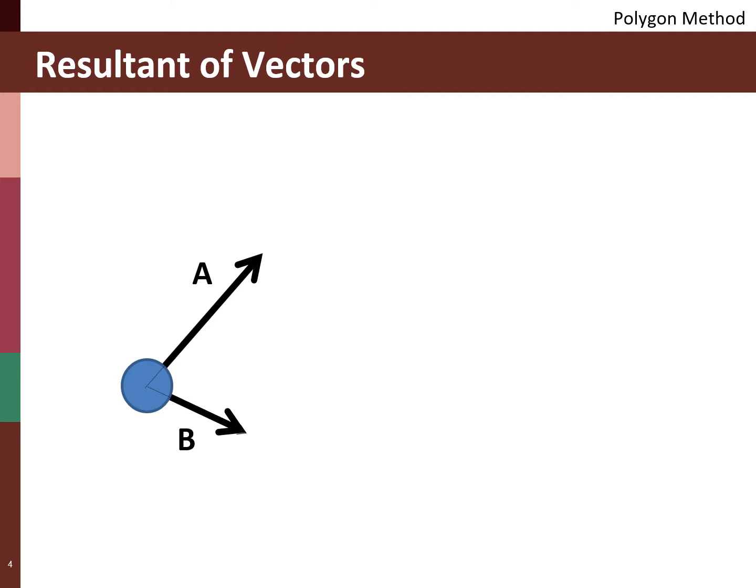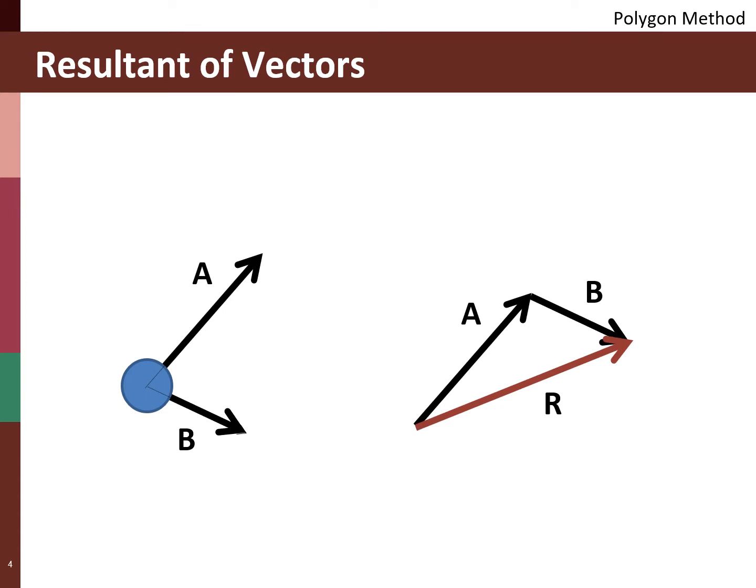Three methods may be used to determine the resultant. The first is the polygon method. In this method, we connect the tail of the second vector to the tip of the first vector. We get the resultant by connecting the tail of the first vector to the tip of the last vector.